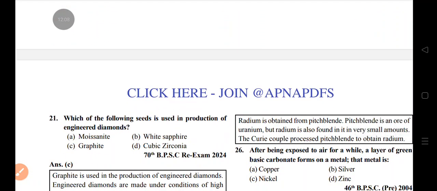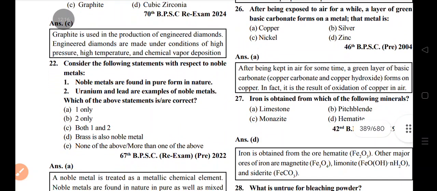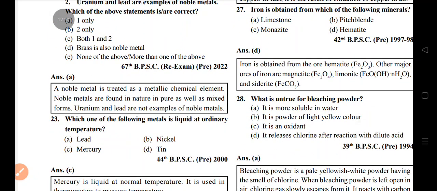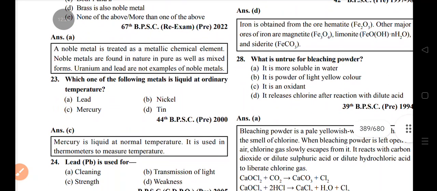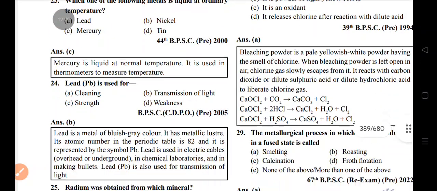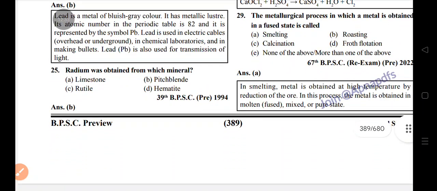Used in production of engineered diamonds: graphite. Noble metals are found in pure form in nature. Uranium and lead are base metals. Liquid at ordinary temperature: mercury. Lead is used for transmission of light. Radium is obtained from pitchblende.